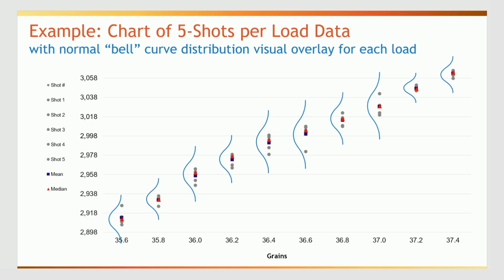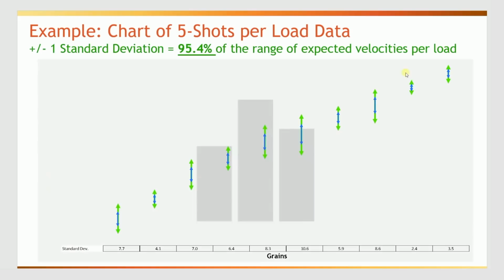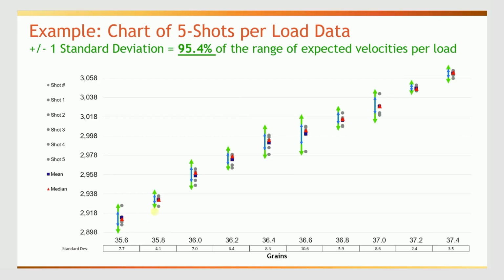If we take this and actually start to plot this concept in this example, and we look at the load data, the mean, again, is the blue square. If we go plus or minus 1 standard deviation, roughly 68% of the expected range of velocities for that load can be visualized within that chart. And if you go plus or minus 2 standard deviations, represented by this green arrow, that represents 95% of the range of expected velocities for that load.